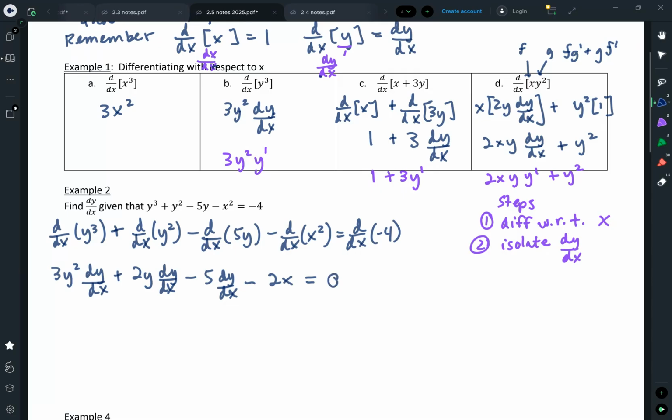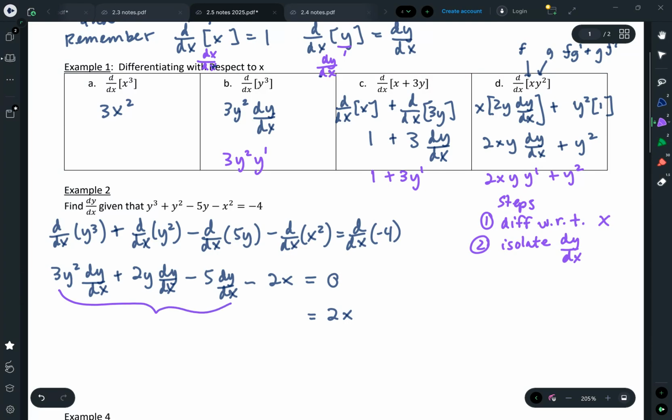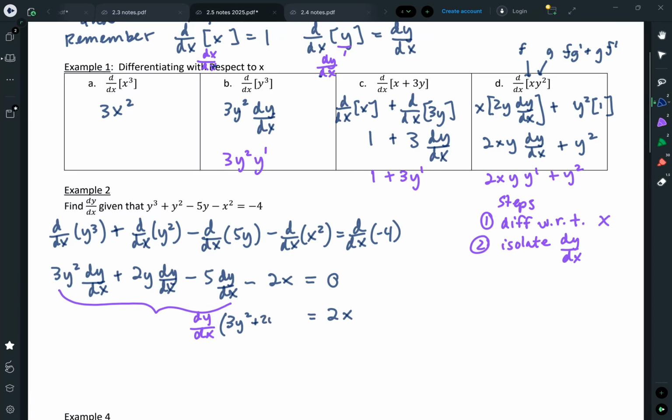So basically, I want to isolate my dy dx. I'm going to do that now by moving everything that doesn't have a dy dx to the other side of the equation. So I'm going to have a 2x over here on the right now. I'm going to add that on both sides. And then with what's left on the left, these three terms, I'm going to factor dy dx out of all of them. So I'm going to have dy dx, and I did not mean to change color, so I'm going to change back, times, in parentheses, 3y squared plus 2y minus 5.